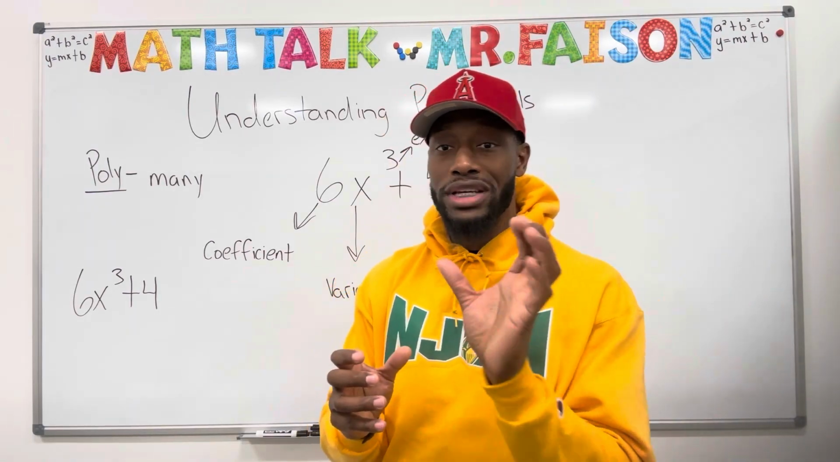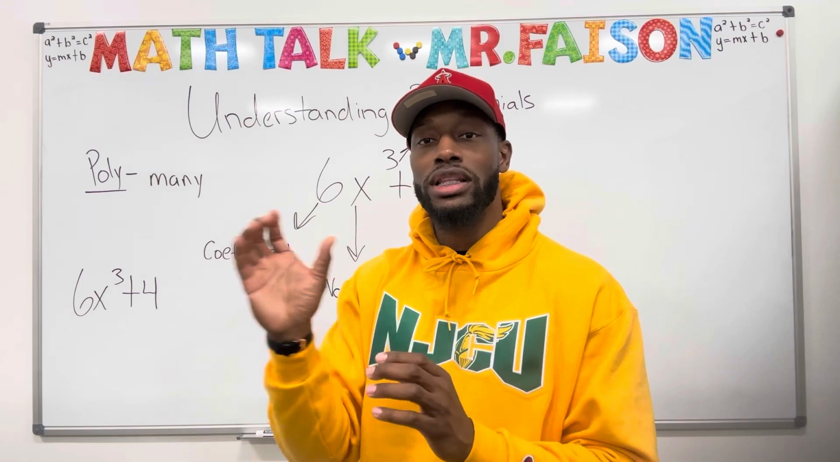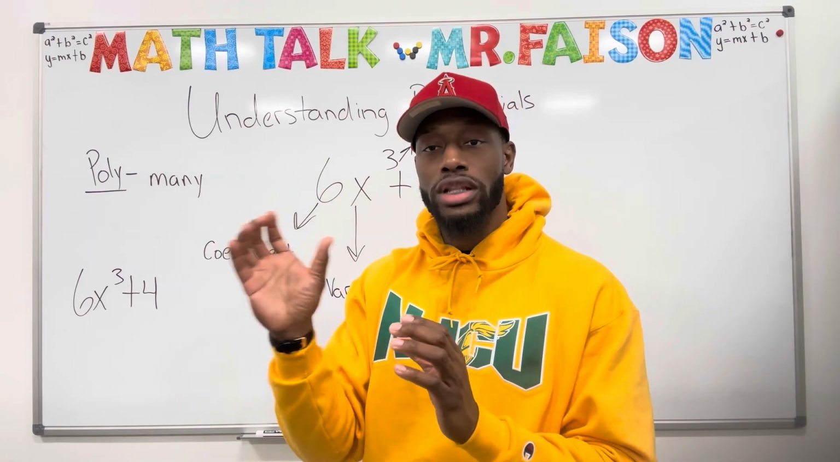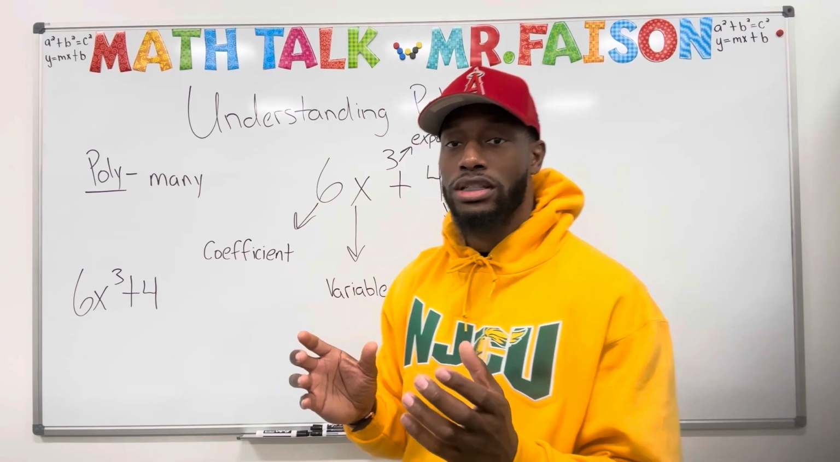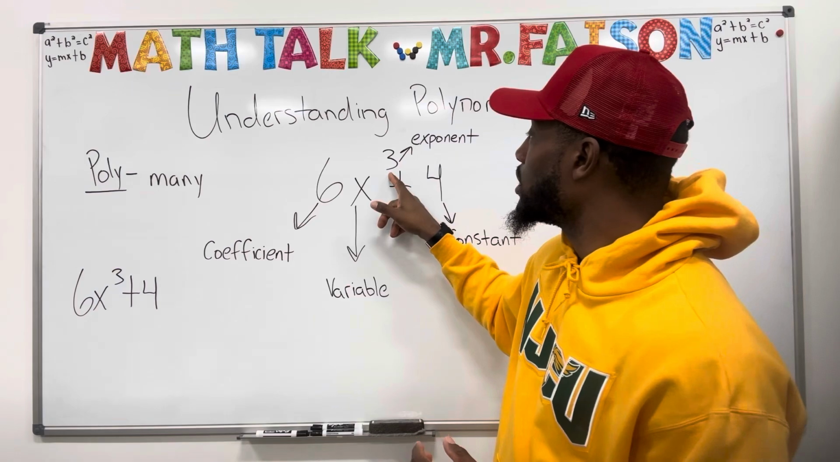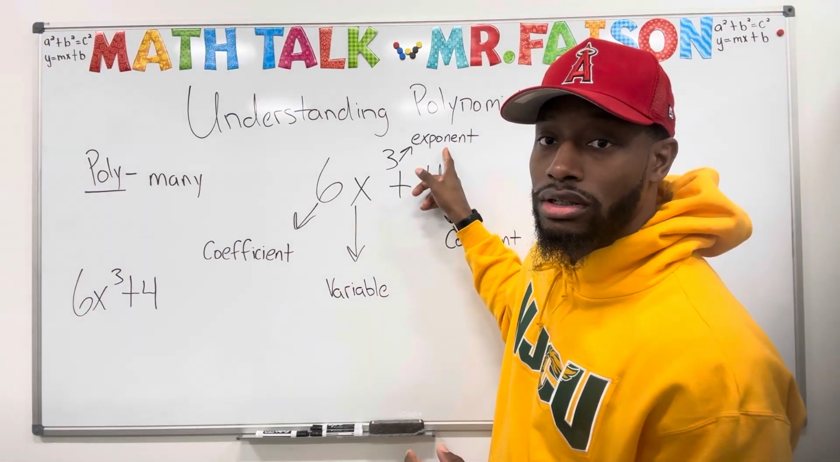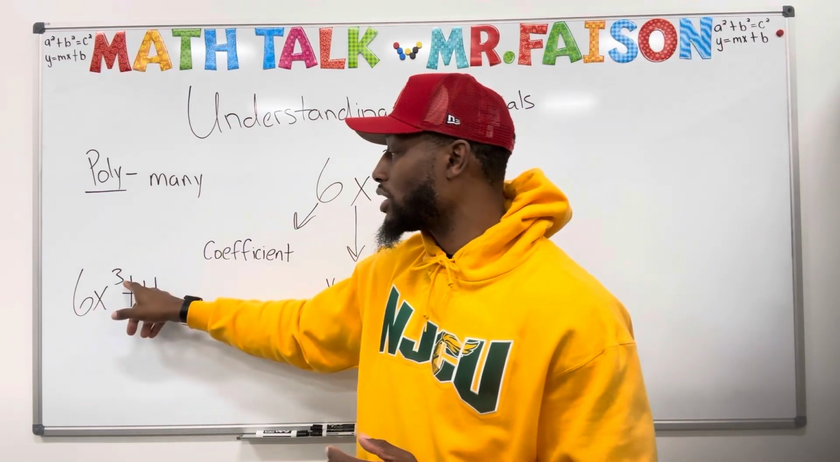For a number to be a coefficient, it has to sit next to a variable. Whenever you see a letter with a number next to it, the letter is always a variable and the number next to it is always going to be the coefficient. Now what you see up here, the 3, is called your exponent. So it's 6x to the third.